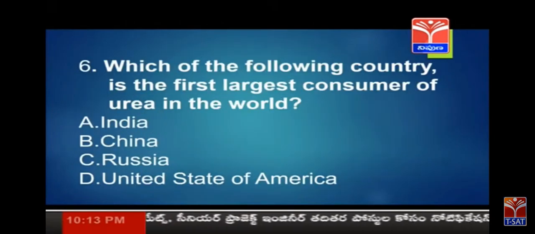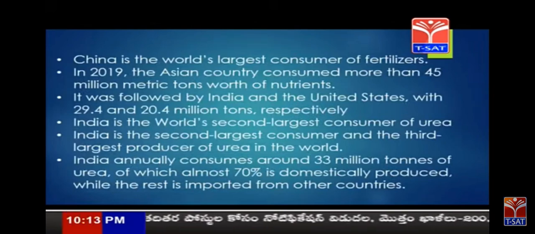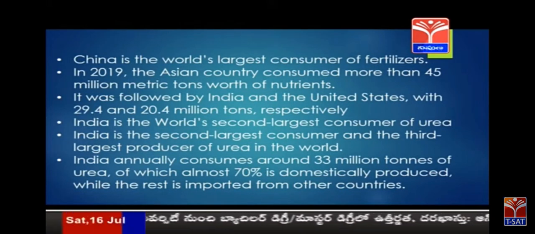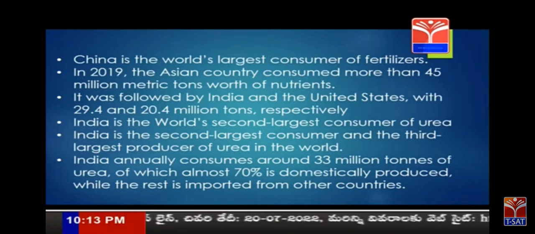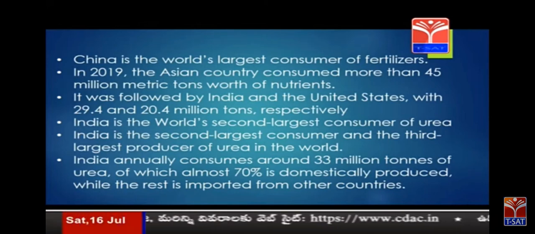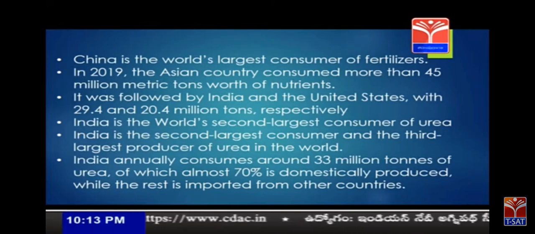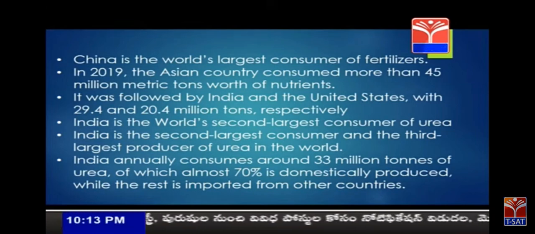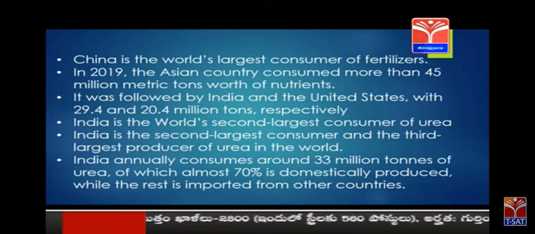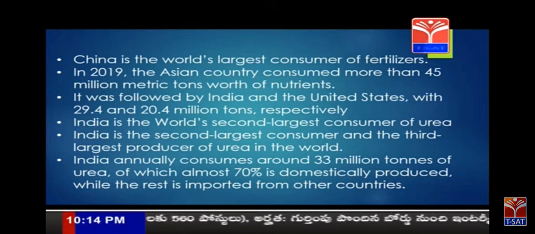Option B is correct according to the question, but you have to learn some other information. In 2019 the Asian country consumed more than 45 million metric tons worth of nutrients. It was followed by India and the United States with 29.4 and 20.4 million tons respectively. So, the most urea consuming country is China, second place is India, and third place is United States. At the same time, India is the world's second largest consumer of urea, but it is the third largest producer of urea in the world.